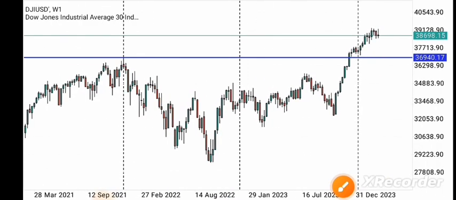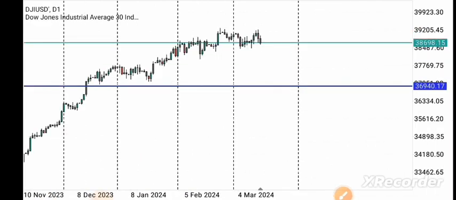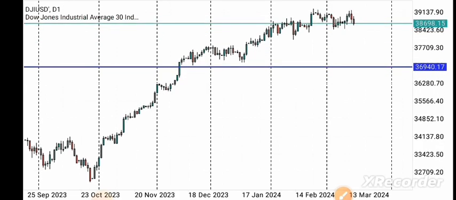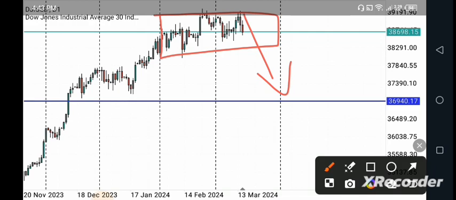But what else do we see in regards to the weekly chart? I don't see much. I'm just going to head down to the daily chart, and here we are on the daily chart. And again, now that we're on the daily chart, we can see that we seem to have some sideways movement, and a strong indication that the market may potentially move further down to that level.